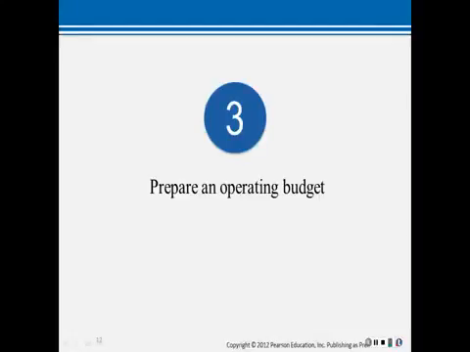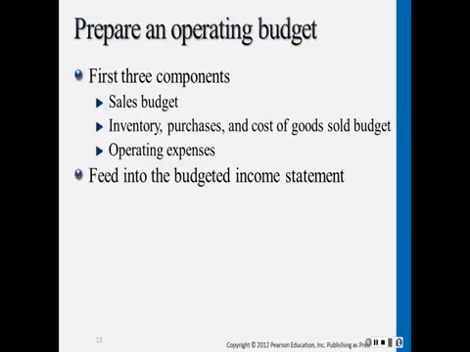The third learning objective is to prepare an operating budget. The first three components of the operating budget are shown in Exhibit 22-5. The first is the sales budget. Number 2 is the inventory purchases and cost of goods sold budget. And 3 is the operating expenses budget. The result of these three budgets feeds into the fourth element of the operating budget, which is the budgeted income statement.